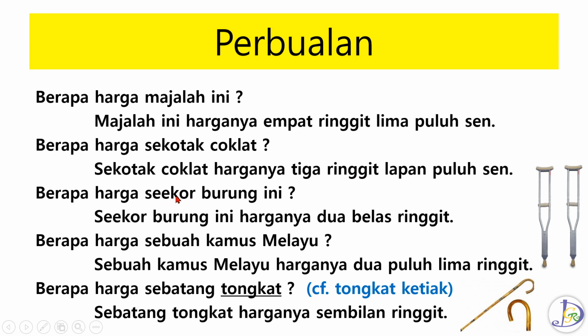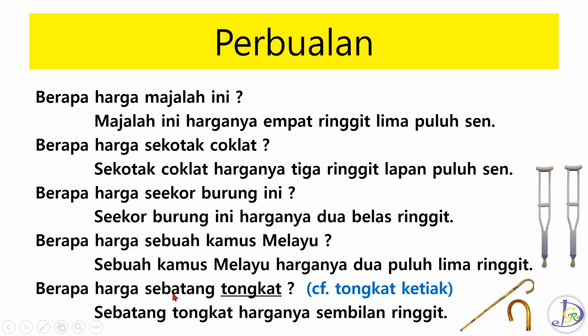Berapa harga seekor burung ini? How much for a bird? Or how much for one of this bird? Seekor burung ini harganya RM12. One bird. This one bird, its price is RM12. Berapa harga sebuah kamus Melayu? How much for a Malay dictionary? Sebuah kamus Melayu harganya RM25. A Malay dictionary, its price is RM25.